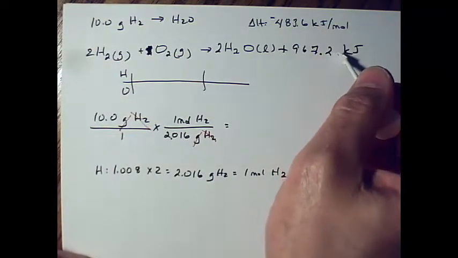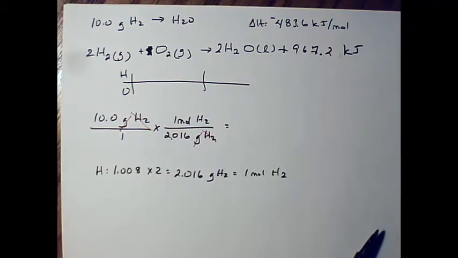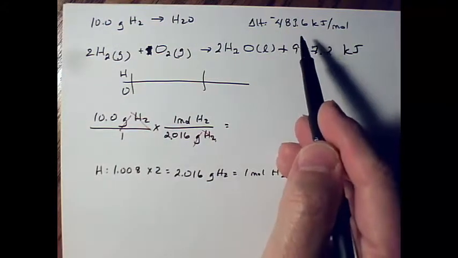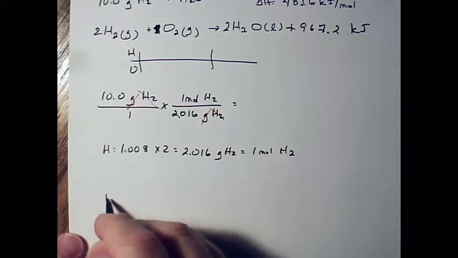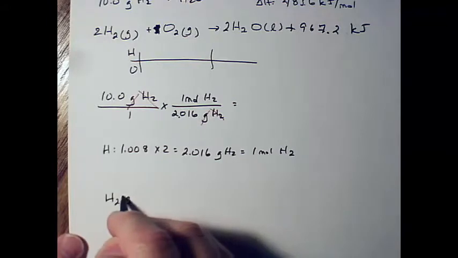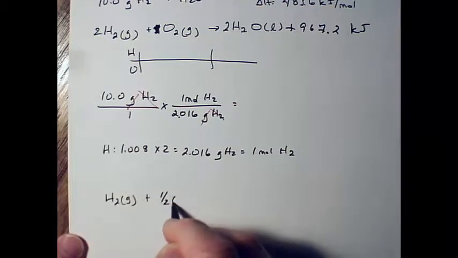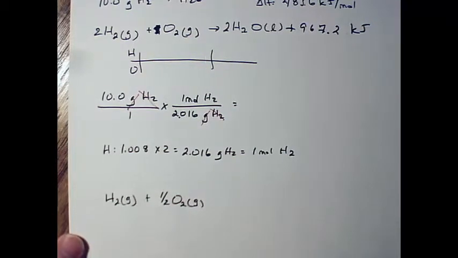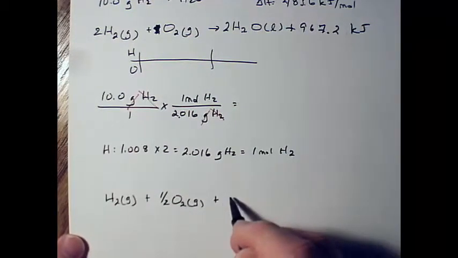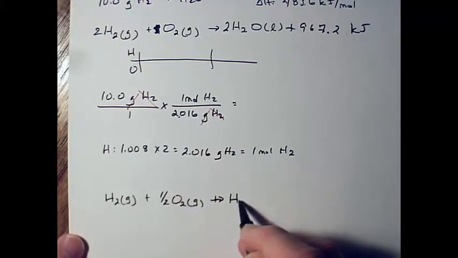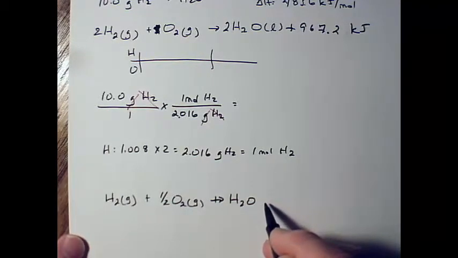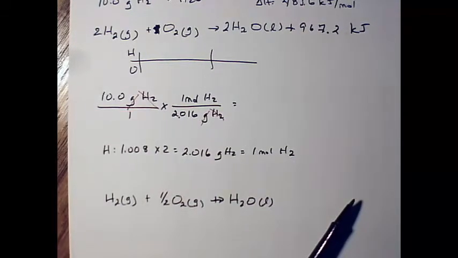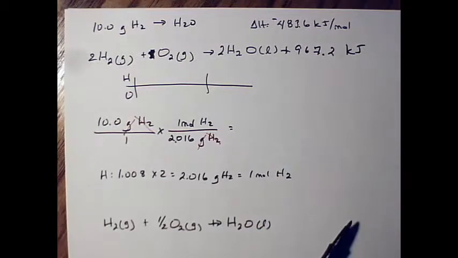Another way to do it is to divide all the coefficients in the problem by 2 and just include this number, reverse the sign. So let's do that. Let's show that as H2 plus 1/2 O2. And combustion reactions are the only occasion where you can use fractional coefficients. Oh, that should be an arrow, H2O. Okay. And then we're going to include the actual number there.